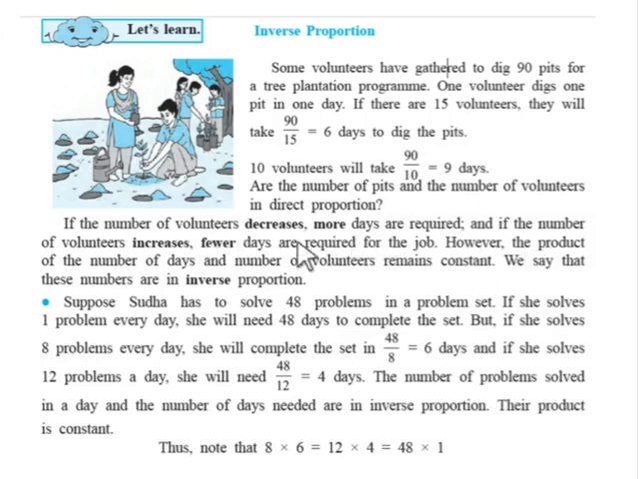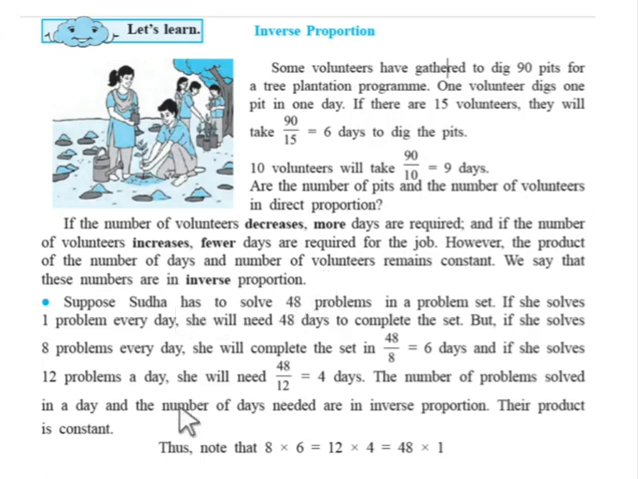That is, in these cases, the product of number of volunteers and number of days is constant. That is 15 sixes are 90. Here number of volunteers is 10, number of days is 9. That is 10 nines are 90. Here the product of the two quantities that are in inverse proportion remains constant. Now we say that in these cases, as one quantity increases, the other decreases. Also, if one quantity decreases, the other increases.